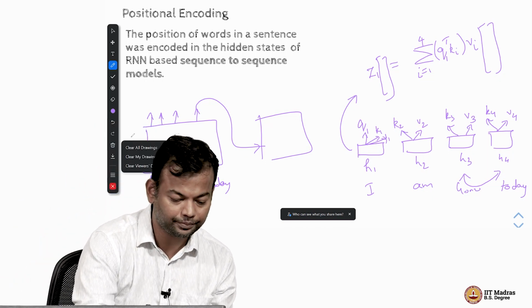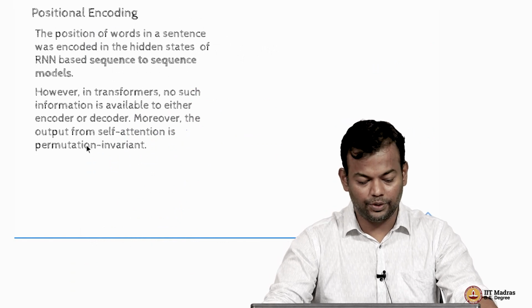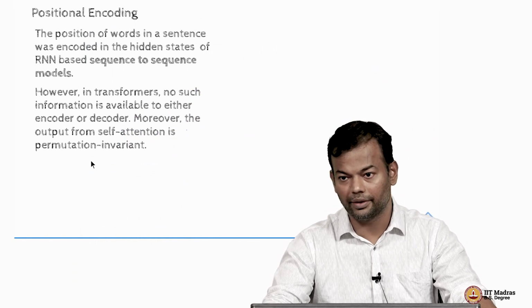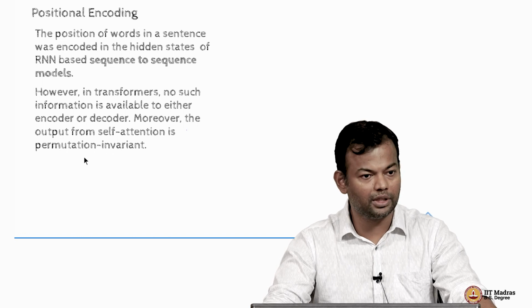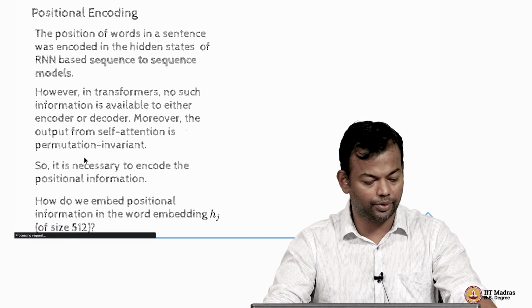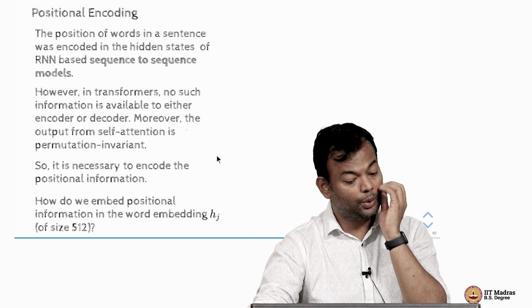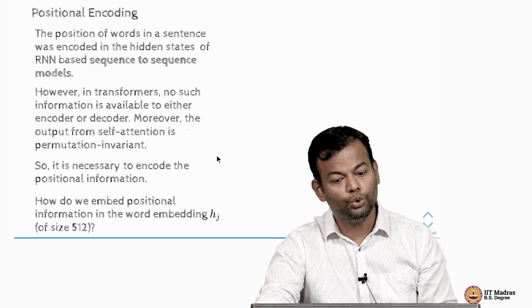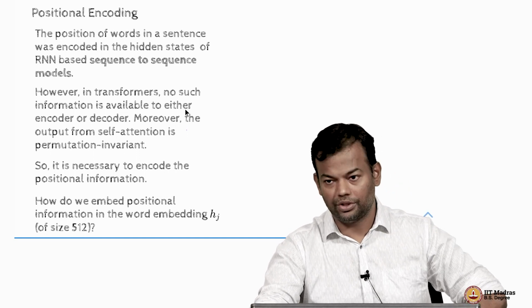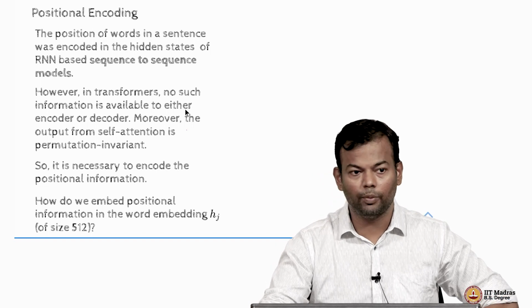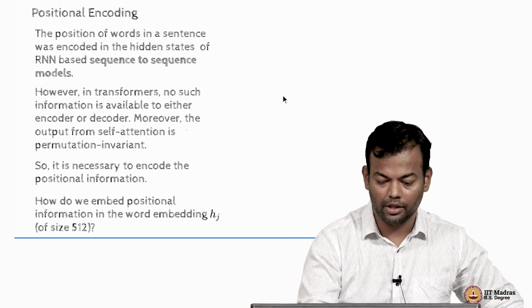So this is what it means. It's permutation invariant, is what I was saying: even if you permute the input sequence, you'll get the same output. So it is necessary to encode the positional information. So how do we include the positional information? That's the question. Where can you include the positional information?